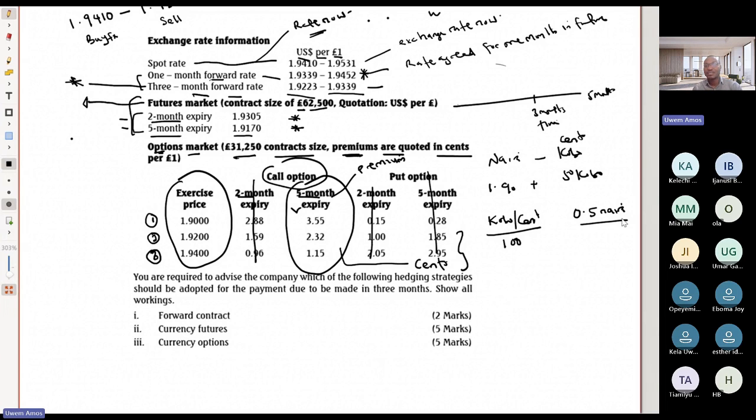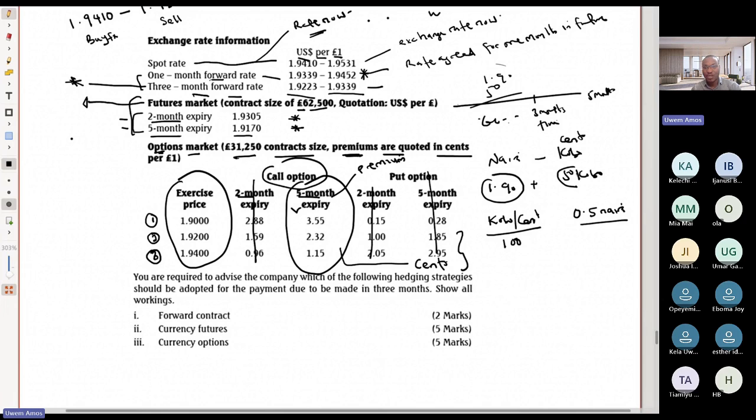You cannot add naira or pound value, which is what you have here, with the cent or kobo directly. So you cannot say 1.9 naira plus 50. You can't do that. You need to convert the kobo to the naira equivalent, so you divide that by 100. That's what we're going to do here.